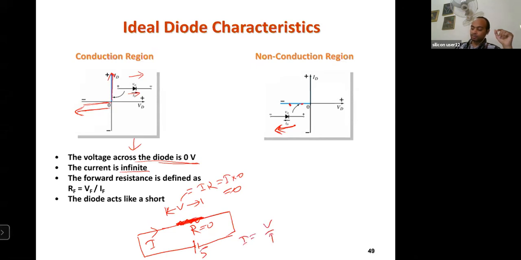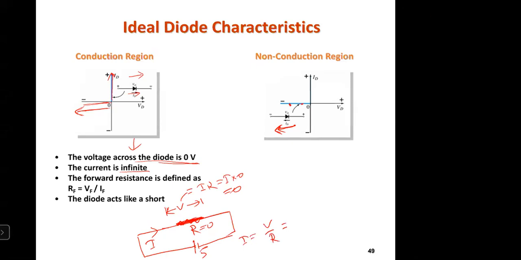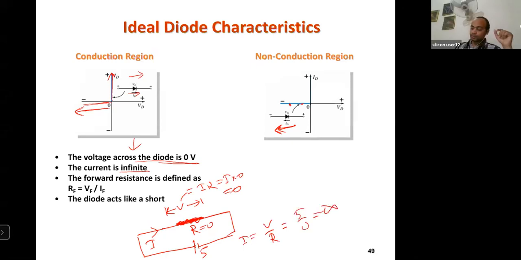I equal to V by R, or 5 by 0 equal to infinite. Okay, practically it is not possible to get infinite current. Why? Because you will also not be able to get a zero resistance. There will be a certain amount of resistance in the wire. But we are assuming a case.